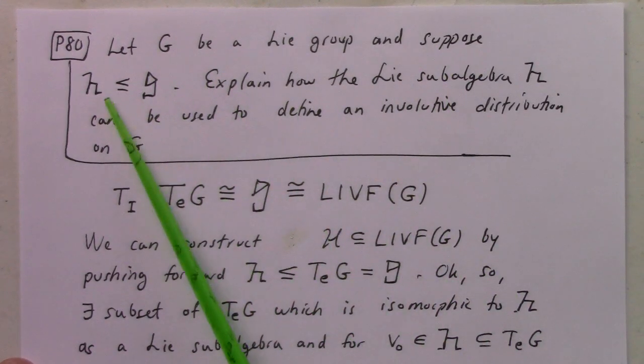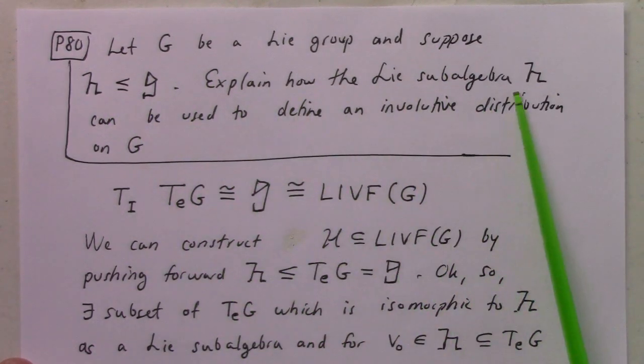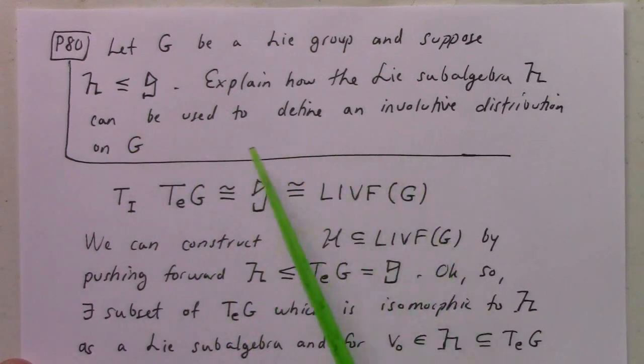Anyway, so here we go. Lie group, suppose that H is a Lie subalgebra of G. Explain how the Lie subalgebra h can be used to define an involutive distribution on G.